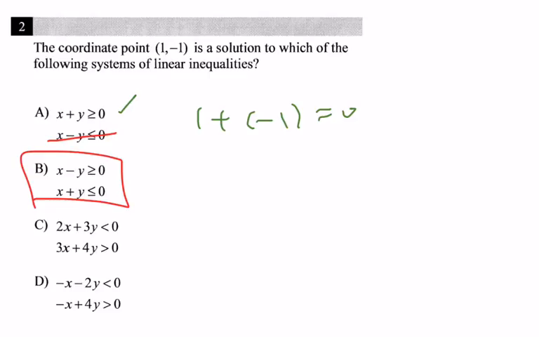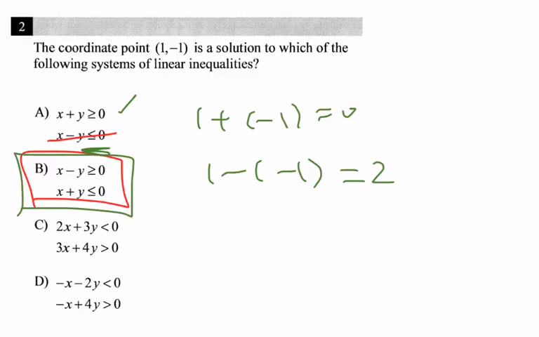On the other hand, x minus y, which means 1 minus negative 1, will in fact be equal to 2. But they said less than or equal to 0, which is not correct. But B, when you look at that, that should be correct because when you subtract, it's positive, and when you add them up, that's equal to 0. That satisfies the condition in choice B.